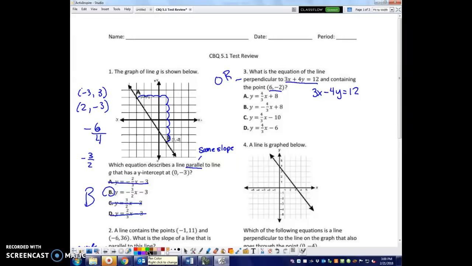By how? 2 steps. Move the x. Okay, so we have -4y equals -3x plus 12. So we move the x, then what? Divide by -4. That cancels, so we have y equals, what's -3 divided by -4? Which is +3 over 4. 12 divided by -4 is -3.